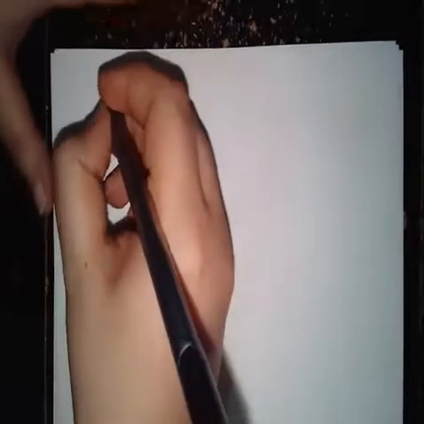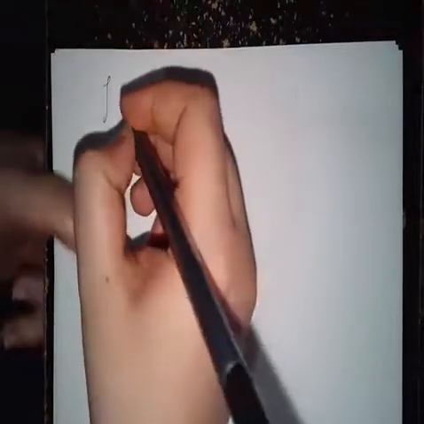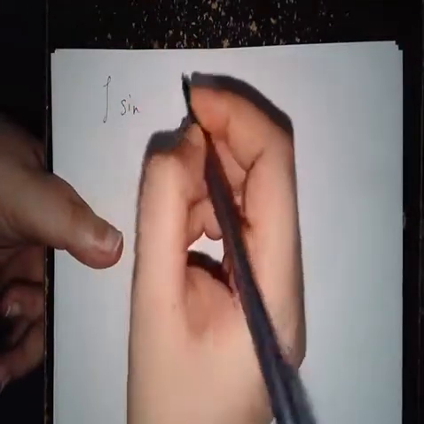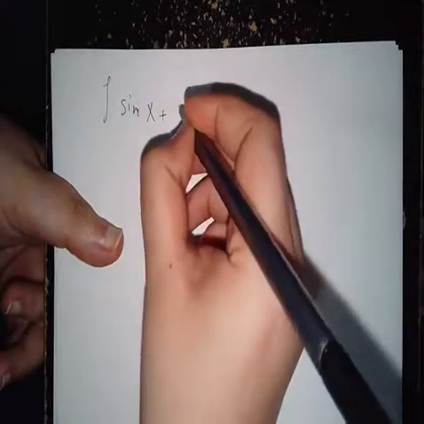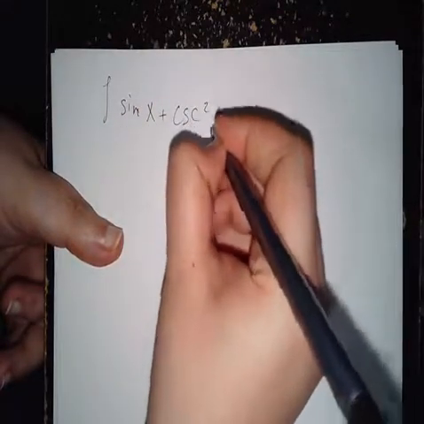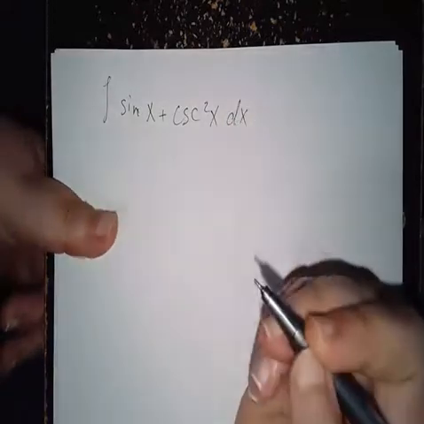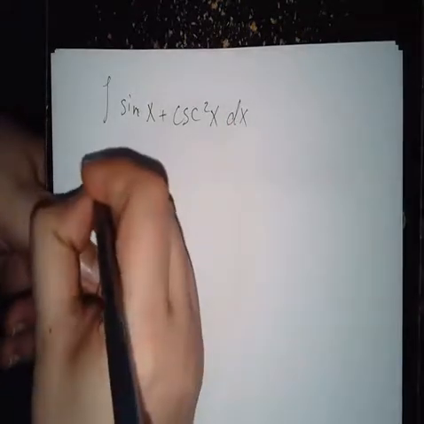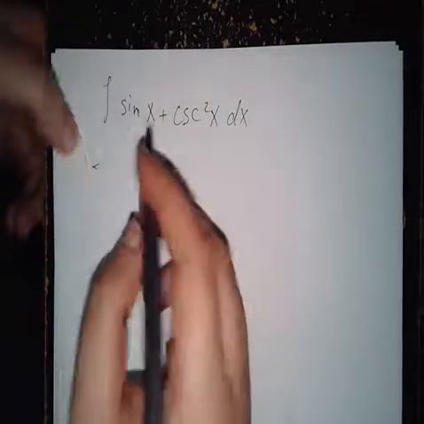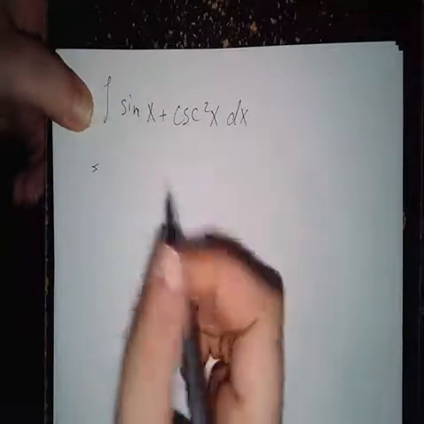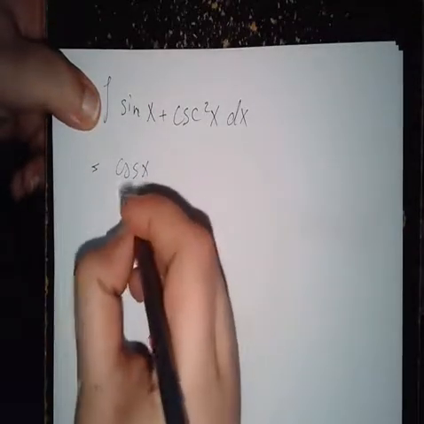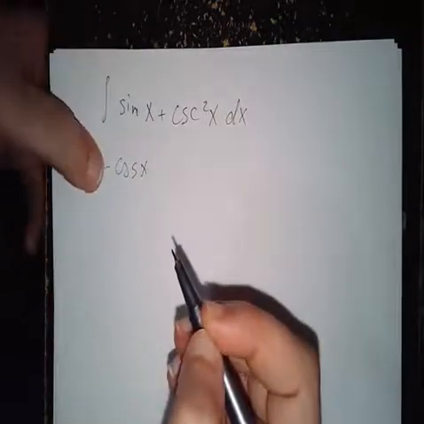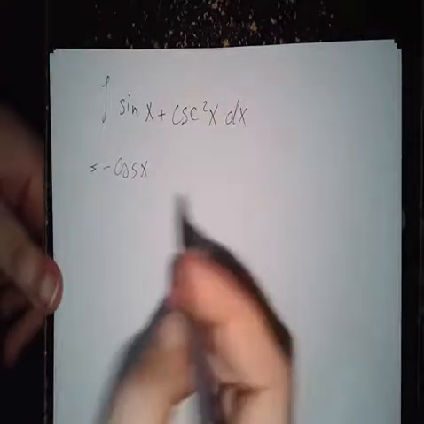Here you go. Alright, so let's say you have sine x plus cosecant squared x dx. Yeah? So this equals, again, we have addition, so you just do them one at a time. So the integration of sine x is going to lead you to cosine x, because derivative of cosine is sine, and since this one's positive, that means this one's going to be negative.